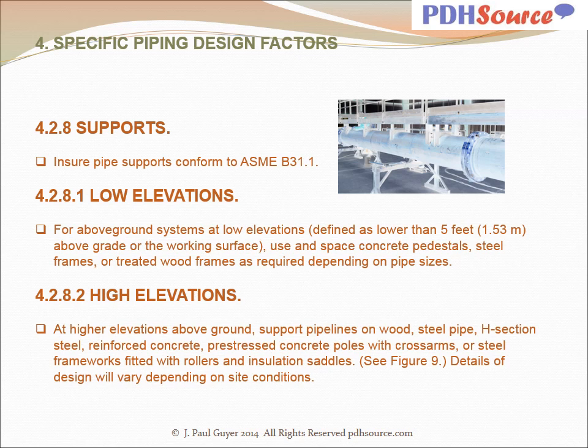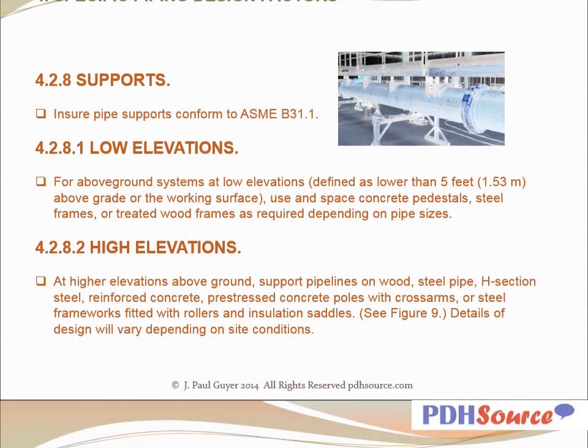Ensure that pipe supports conform to ASME B31.1. For above ground systems at low elevations, defined as lower than 5 feet above grade or the working surface, use and space concrete pedestals, steel frames, or treated wood frames as required depending on pipe sizes. At higher elevations above ground, support pipelines on wood, steel pipe, H-section steel, reinforced concrete, pre-stressed concrete poles with cross arms, or steel frameworks fitted with rollers and insulation saddles. Refer to Figure 9. Details of design will vary depending on site conditions.